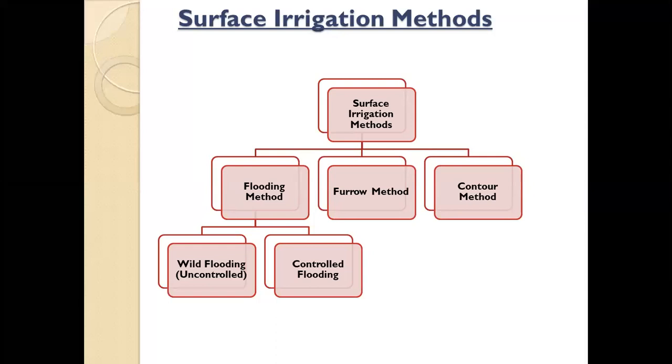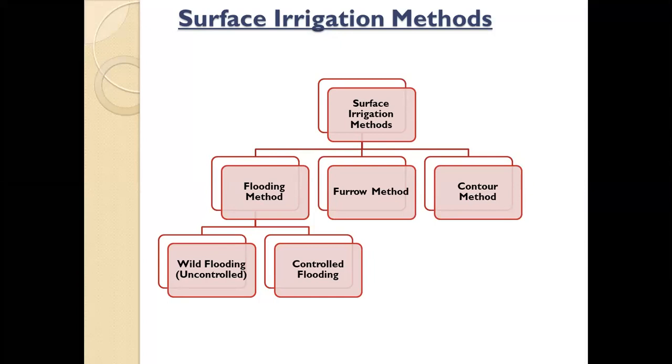Good morning, students. So today we start this new chapter, irrigation methods, right? In the last lecture we learned about some types of irrigation methods, right? So today we learn about surface irrigation methods. Surface irrigation method is divided into three parts. First one is the flooding method, second one is the furrow method, and the third one is the contour method.